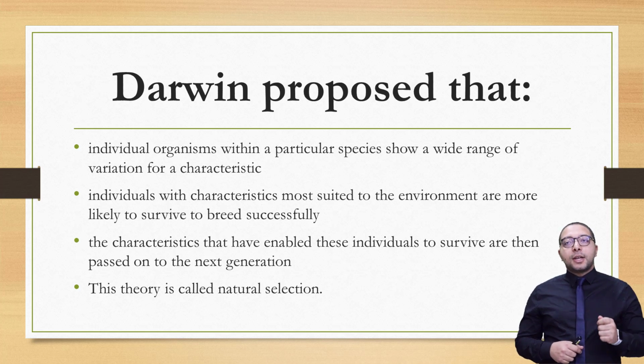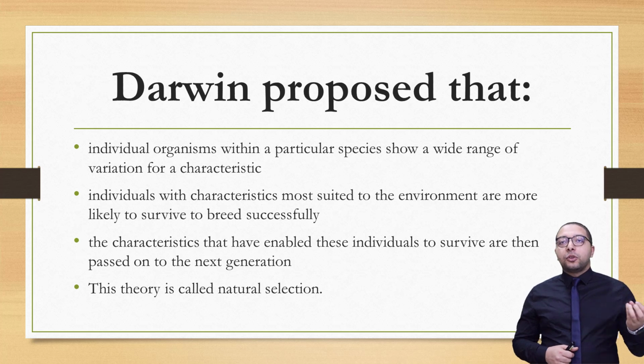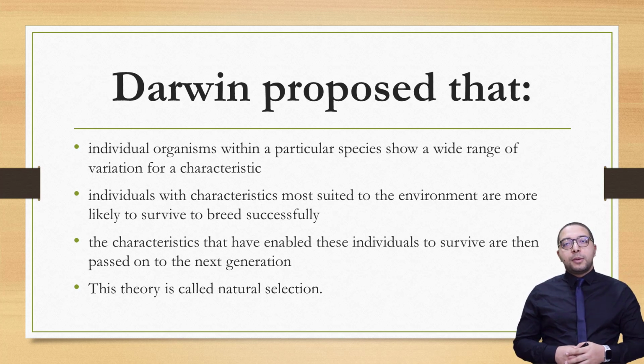The characteristics that have enabled these individuals to survive are then passed on to the next generation. As this organism has survived due to certain characteristics and is going to breed, it is going to pass these genes to the offspring, or the babies. This theory is called natural selection. So Darwin is the main scientist behind natural selection.